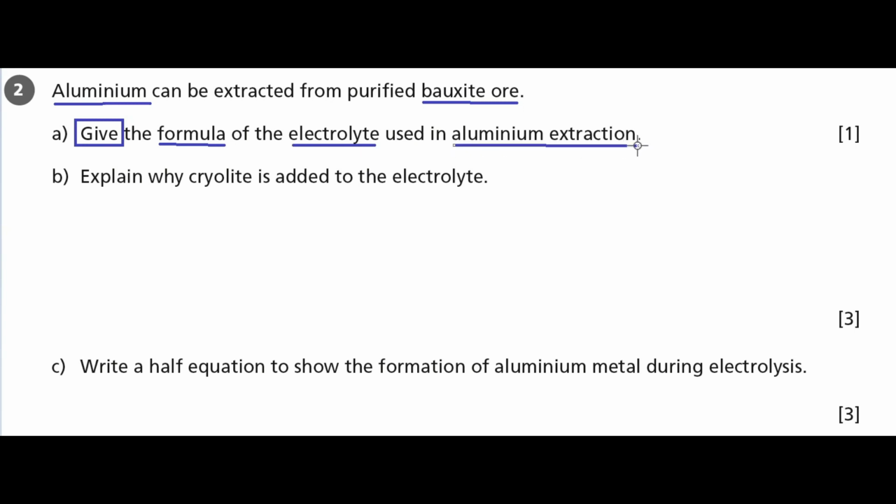So the name of the electrolyte is aluminium oxide, also known as alumina. That, of course, is not the formula. You need to be able to write the formula down. So aluminium oxide contains, of course, aluminium and oxygen. And aluminium makes 3+ ions and oxygen makes O2- ions. So you're going to need 2 aluminium ions for every 3 oxide ions, giving you the formula Al2O3.